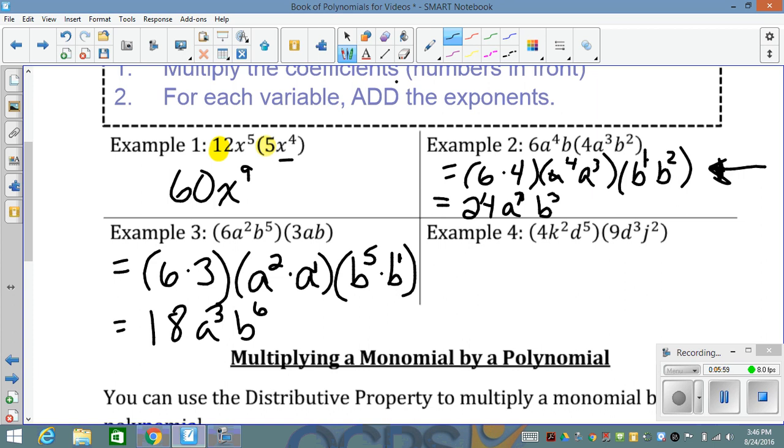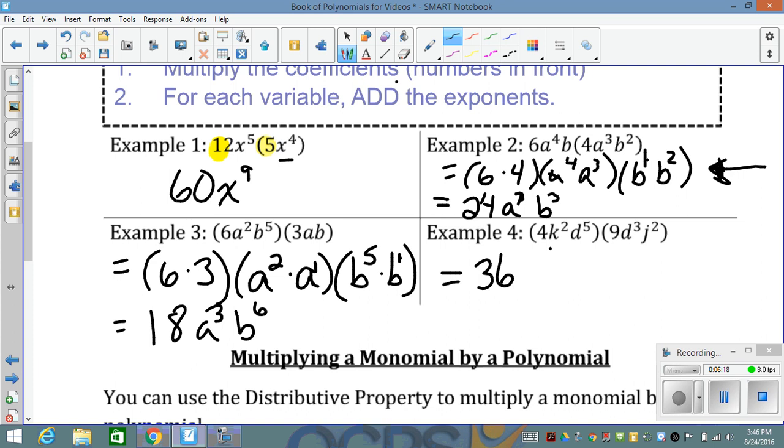So again, monomial times monomial, one term times one term. Terms are separated by addition and subtraction signs. So I've got one term times one term. This time I'm going to skip this middle step and I'm just going to do it in my head. So I'm going to rearrange 4 times 9. Those are my coefficients, 36.